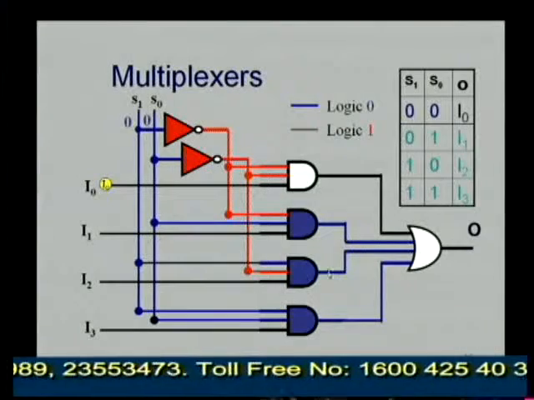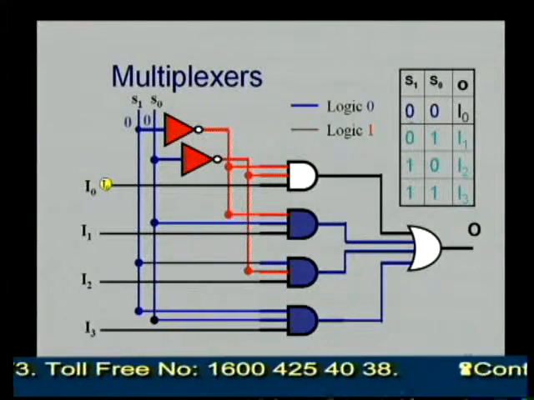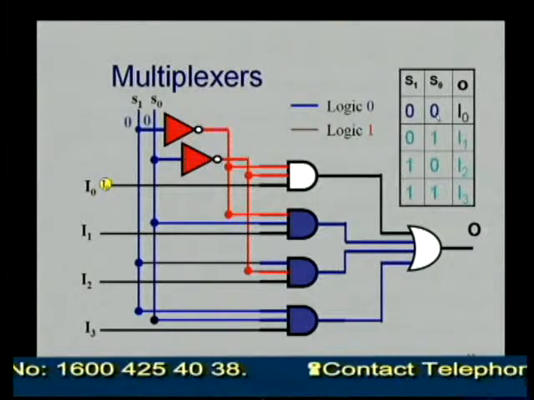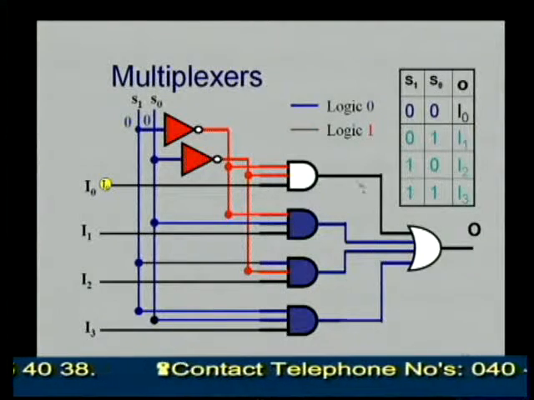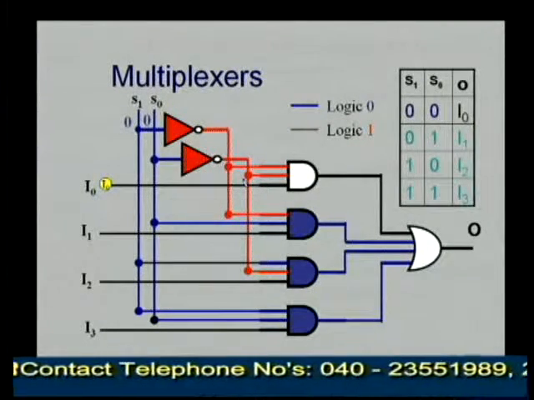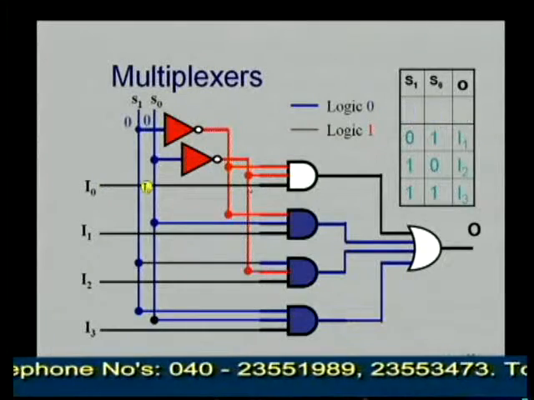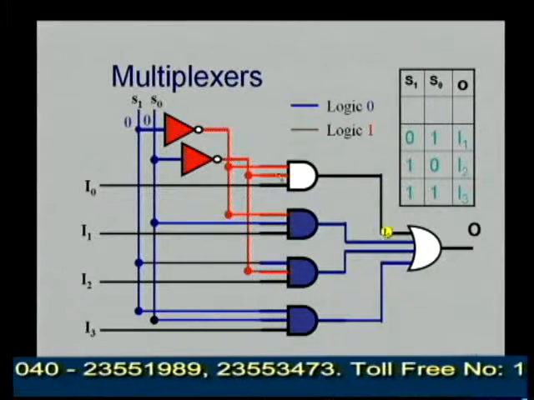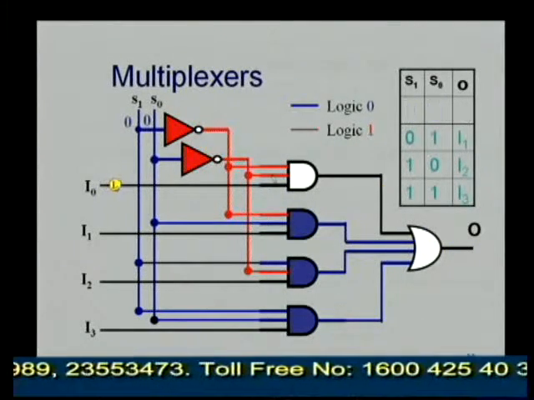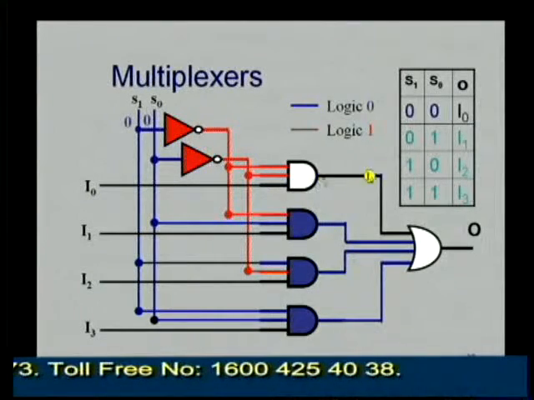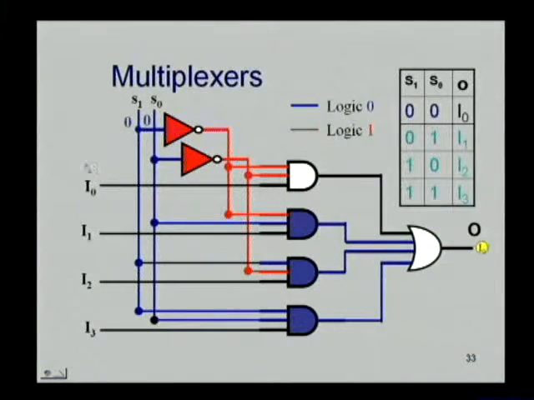Now we see for the first combination, that is when the selection lines are 0 and 0, I0 is connected to the output because the first AND gate has two high inputs, so its output depends on the actual input of the multiplexer. Whereas for the other AND gates, since at least one of the inputs is 0, their outputs are forced to 0, so they won't affect the output of the multiplexer.